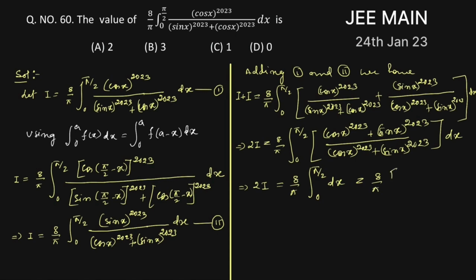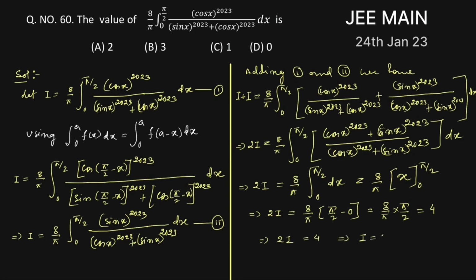8 by pi. We will get x from 0 to pi by 2, which implies that 2I is equal to 8 by pi, that is pi by 2 minus 0, which is equal to 8 by pi into pi by 2, which is equal to 4. So 2I equal to 4 implies that I equal to 2. So 2 is our answer. So option number A is our correct option.